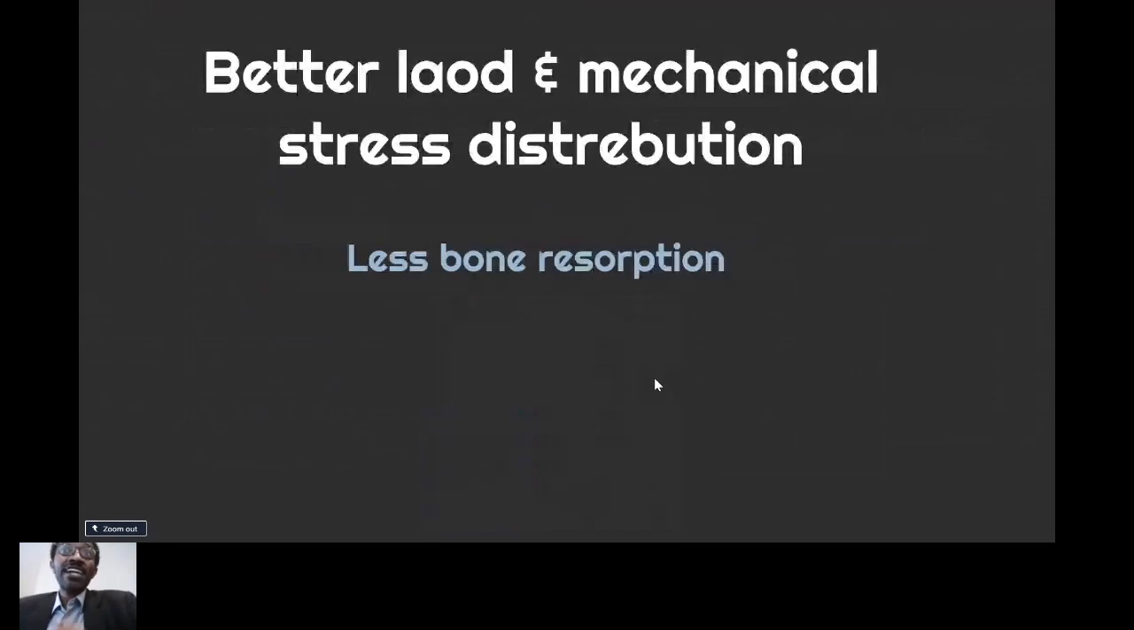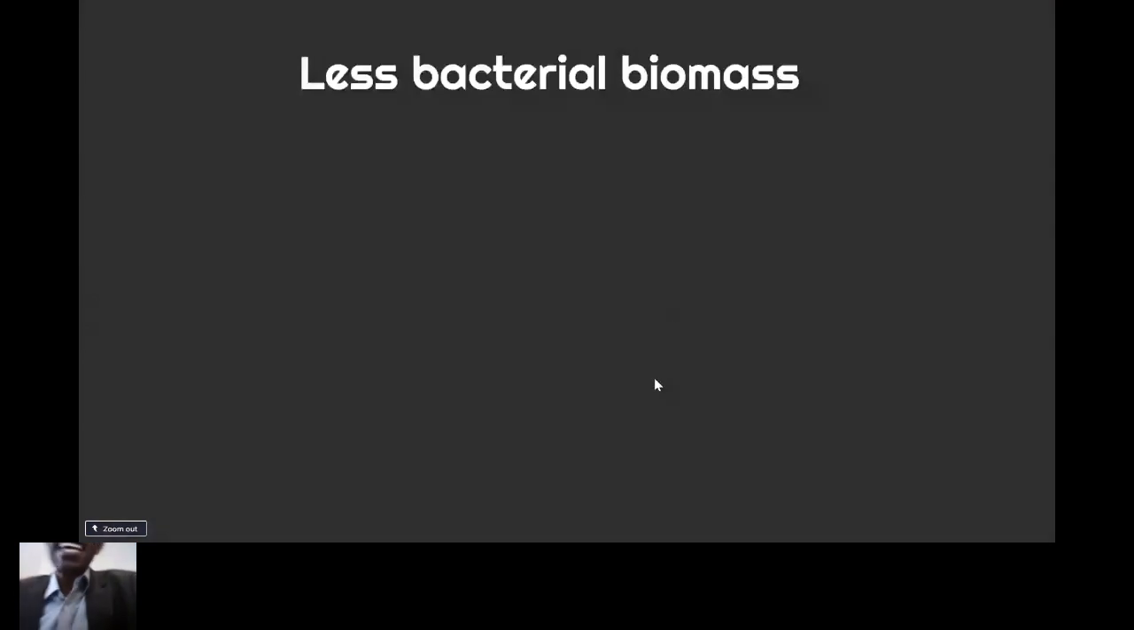So that's one more thing. Now I have better load and mechanical stress distribution as well, because I have better primary stability and less stability dip. You have less bone resorption once you do this, again by Ogawa. Most of these photofunctionalization papers were published by Ogawa and colleagues, who is definitely the father of this technique. So you have less bone resorption, and this is also very important.